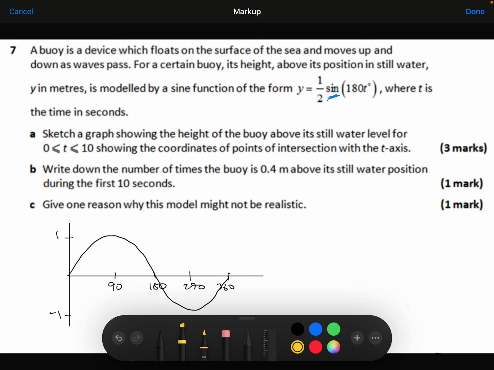Now, first of all, the 1/2 on the outside there, that's on the outside, so it affects the y coordinates. So it's going to be multiplying the y coordinates by 1/2. So instead of going up to 1, they're going to go up to 1/2. So a half sine x looks like this. Or if we're talking about having a t-axis instead of an x-axis, it'd be half sine t.